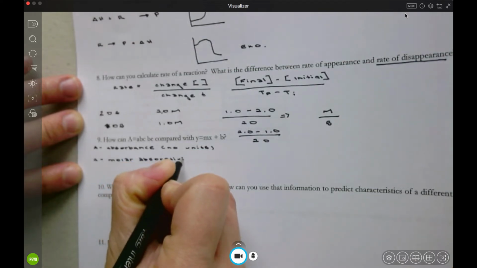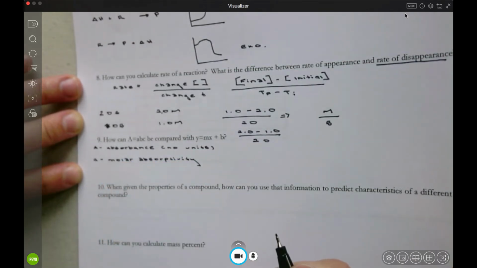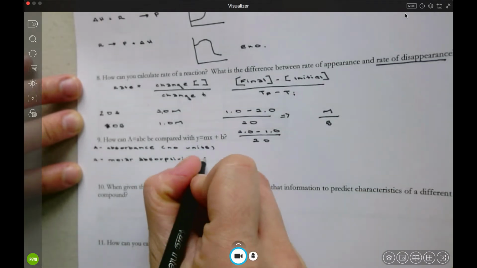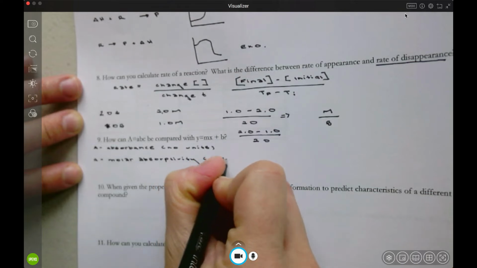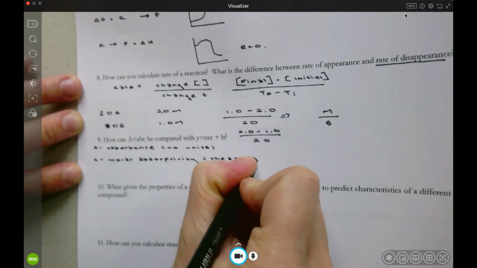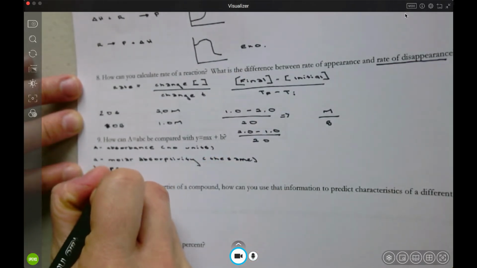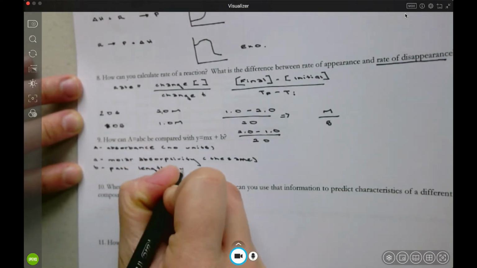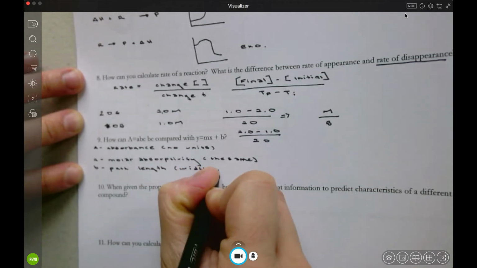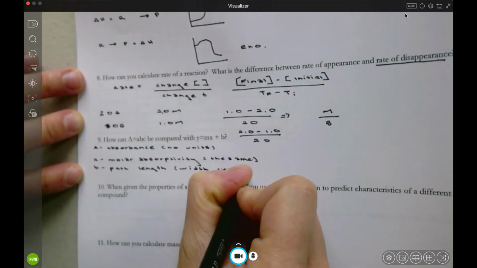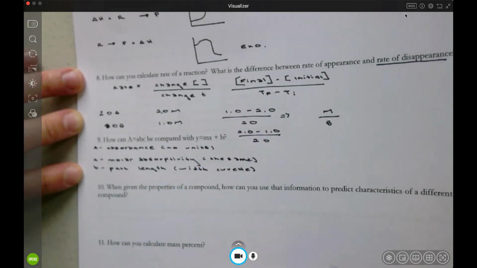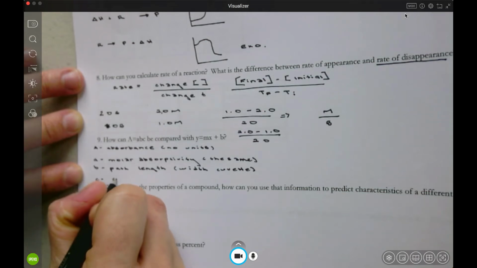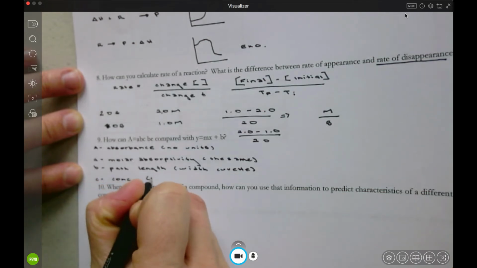That is a constant that depends on the substance in question, and it will never change. So it is always the same. B is your path length, and that is simply going to be the width of your cuvette. So you can change that if you change the type of cuvette that you're using. Okay, and then C is your concentration, which is measured in molar.